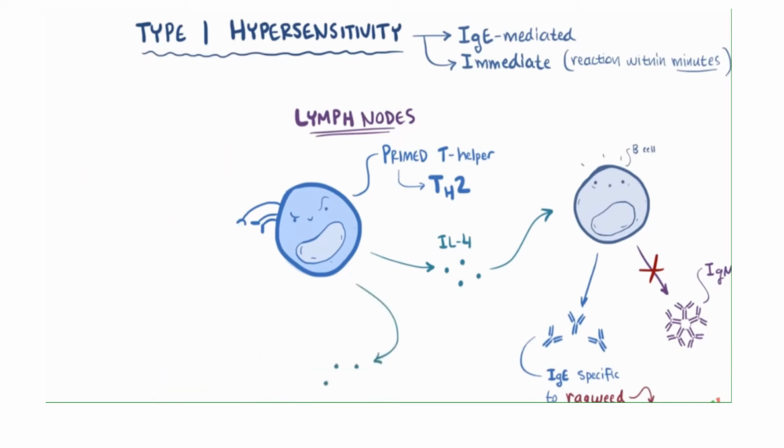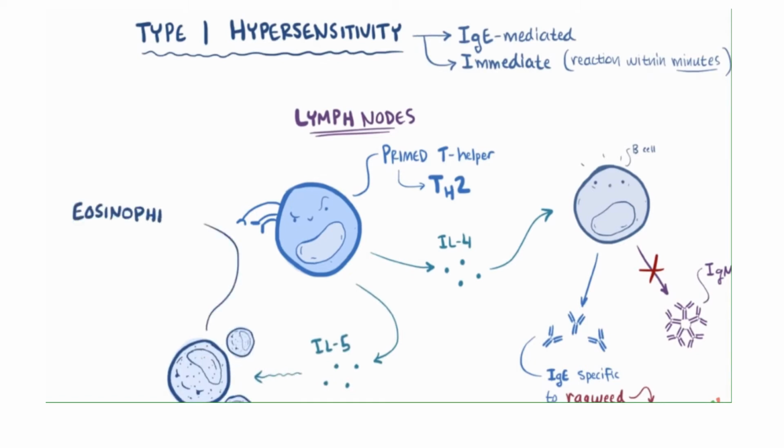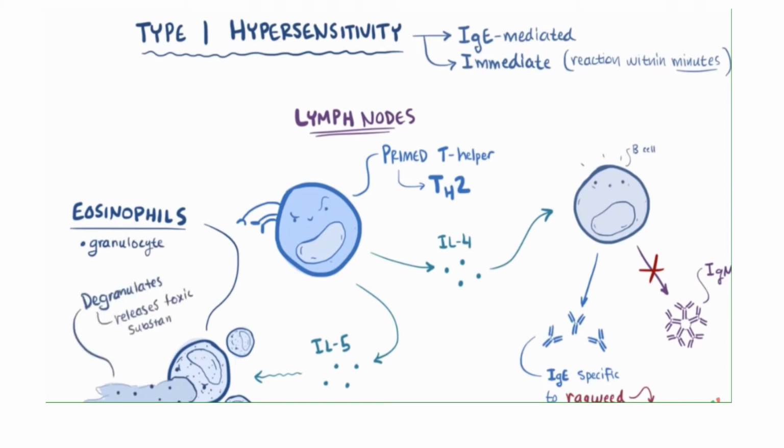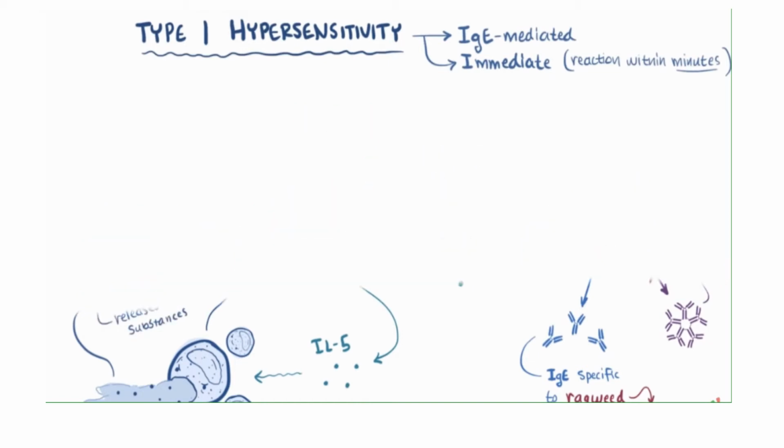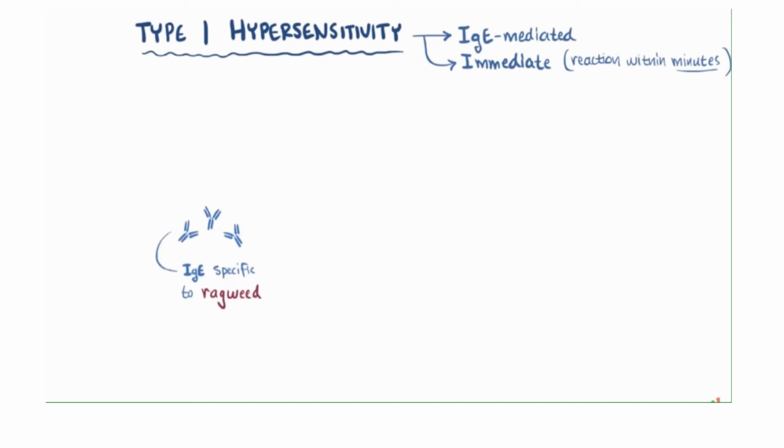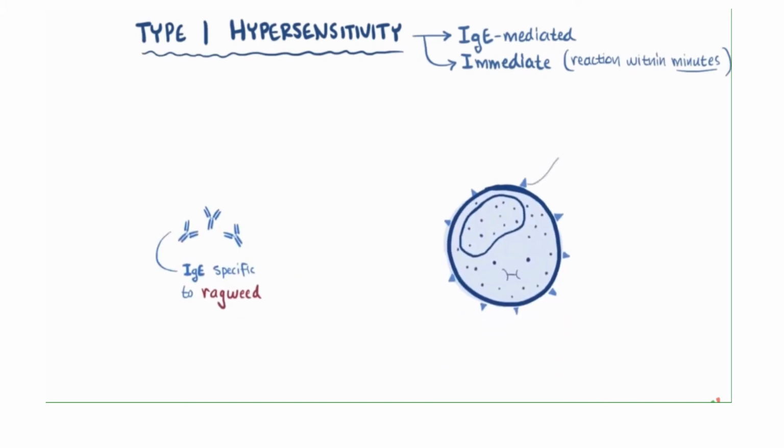Th2 cells also release some interleukin-5, which stimulates production and activation of eosinophils, a granulocyte, which is a type of white blood cell that degranulates, or essentially releases a whole bunch of toxic substances that can damage both invading cells and nearby host cells. These ragweed-specific IgE antibodies have a high affinity for, or basically really like, Fc epsilon receptors on mast cells, another type of granulocyte.